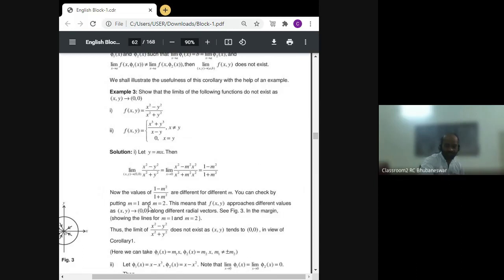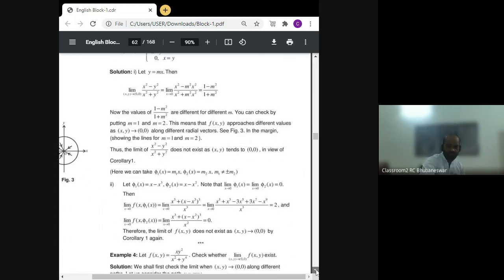That means for m equal to 1, we have one result. If we use m equal to 2, the result will be different. Similarly, if we use different values of m, we get different values for the limit. So we can say that the limit of the function does not exist as xy approaches 0. This conclusion has been given according to the corollary that was discussed earlier in this session.